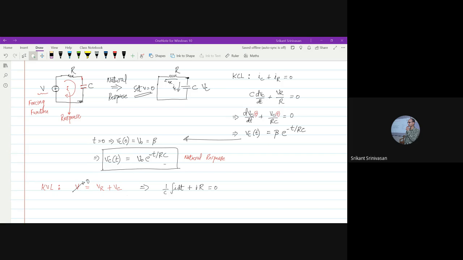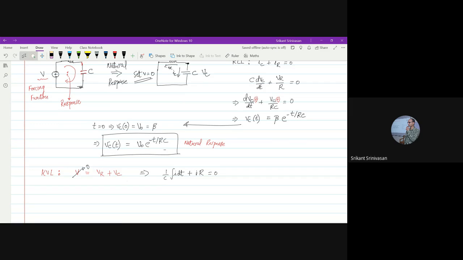So if I were to use Kirchhoff's voltage law, you would write the equation in terms of the voltage initially, and then you will get the expression in terms of currents, and you'll get an equation for current. And if you were to differentiate this equation, you know that this will come to I over C plus R di by dt. Now I differentiated, so the equation is equal to 0.